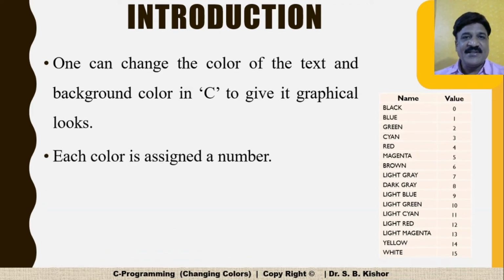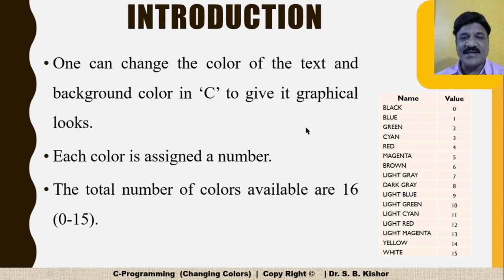And each color is assigned a number. There are basically 16 unique colors given here, and each color has been given a unique number from 0 to 15. So overall there are 16 colors available, and you can use any one of these colors as a background or a text color.